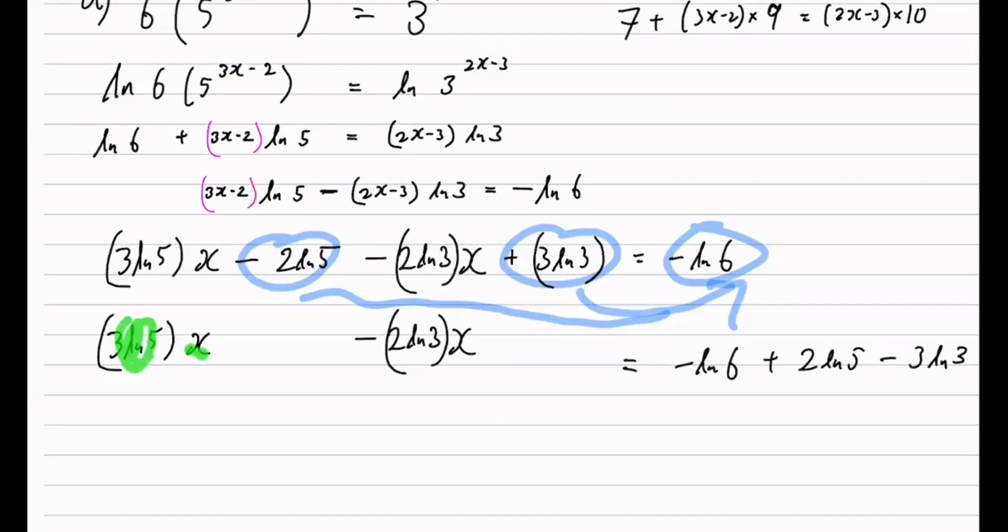Okay, 3 ln 5 times of x, minus 2 ln 3 times of x. How many x are there altogether? Factor out the x and you will get the answer. So it's just 3 ln 5 minus 2 ln 3, number of x. Can?